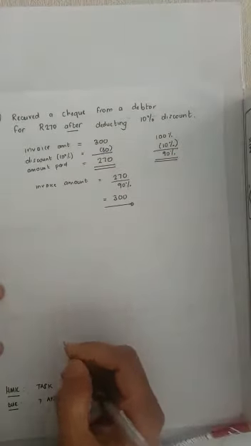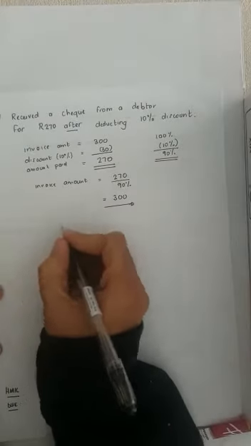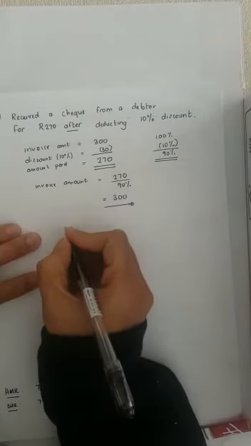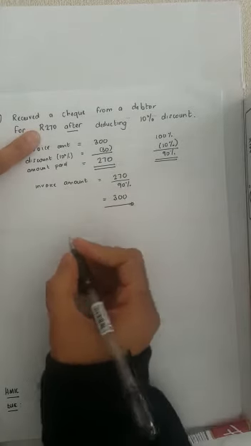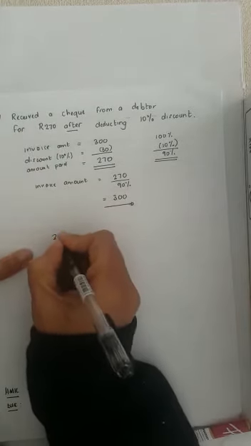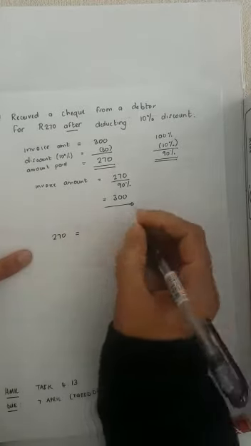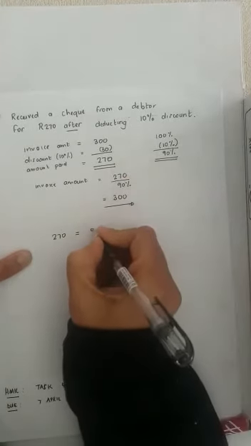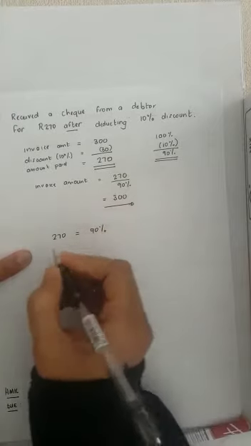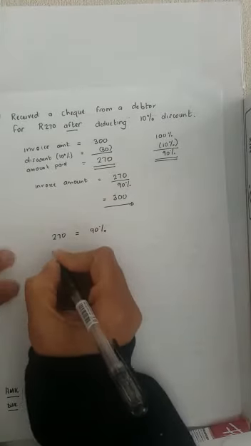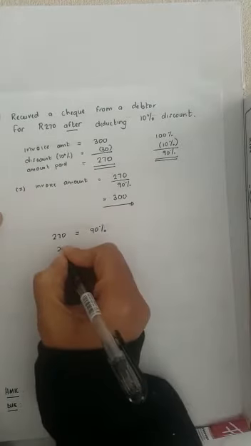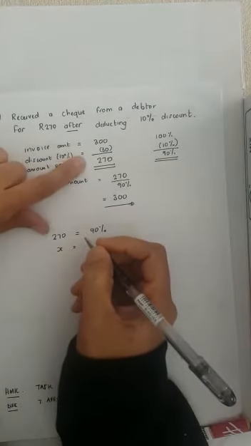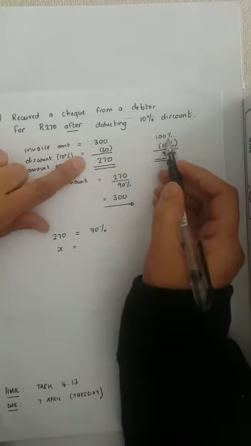Let's do a cross multiplication question. So if the invoice amount is unknown, the amount paid is 270 Rand. So we have the amount paid, which is 270 Rand, is representing 90%. And we want to find our invoice amount, which I'm going to call X. So X is equal to 100%.